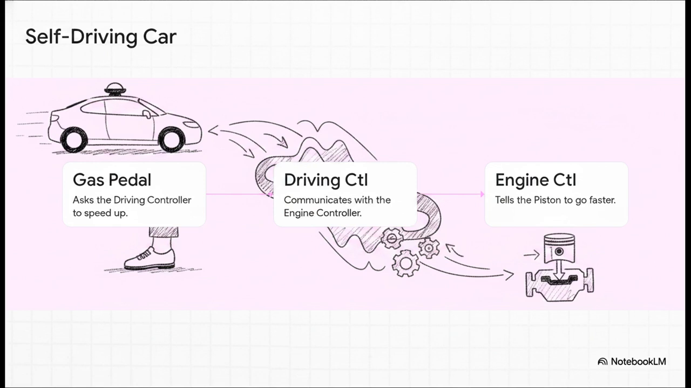The gas pedal asks the driving controller to speed up. Then the driving controller talks to the engine controller. Finally, the engine controller tells the piston to go faster. See how that works? The outer world absolutely doesn't need to know the messy inner workings of the engine. It just talks to the interface.